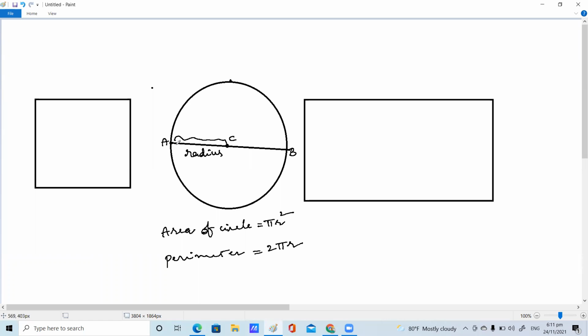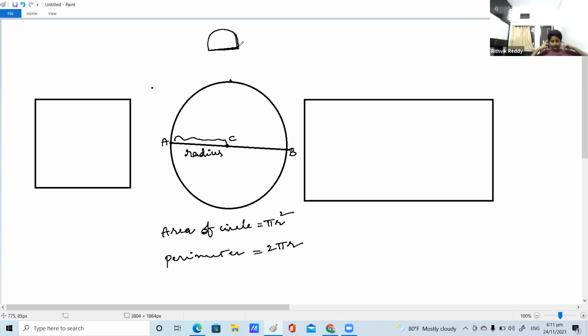Suppose someone asks for the semicircle perimeter, how are you supposed to calculate it, children? This curved region as well as this diameter. Yes or no, children? Yes, that is the part of your semicircle. If you know that curved region, suppose.